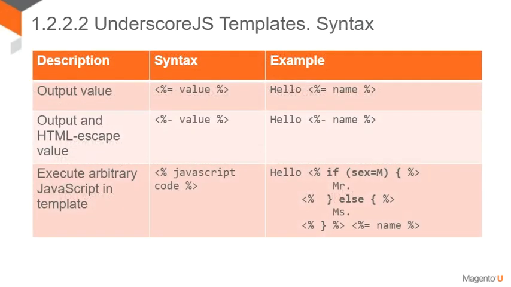The slide shows a syntax for underscore templates. There are three key syntax elements. Equals some value will output some value. Dash some value will HTML escape and output some value, which is useful for displaying special characters like carets and prevents XSS attacks. And the third executes arbitrary JavaScript code.